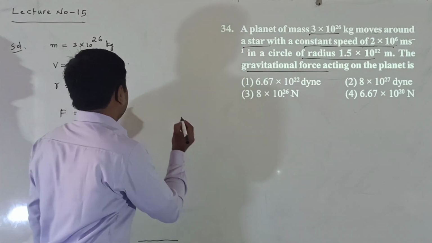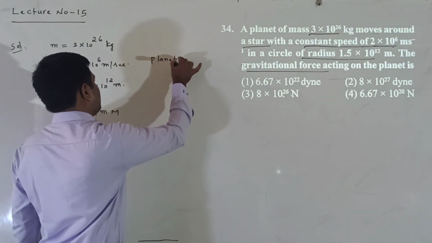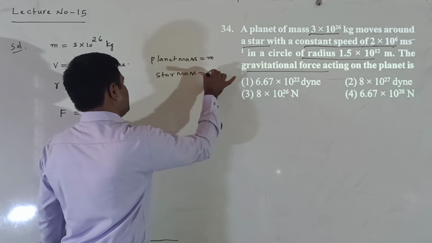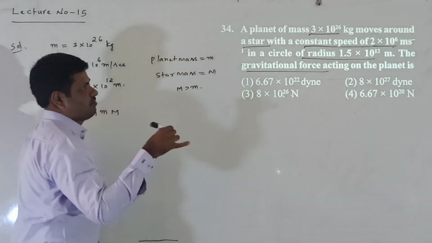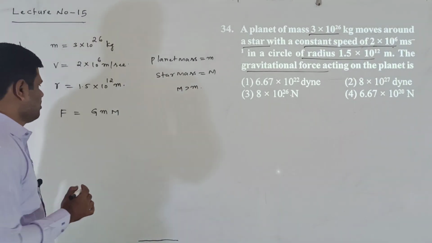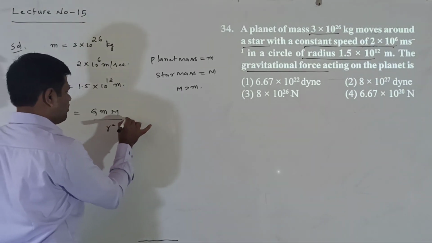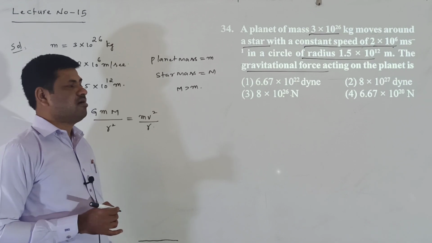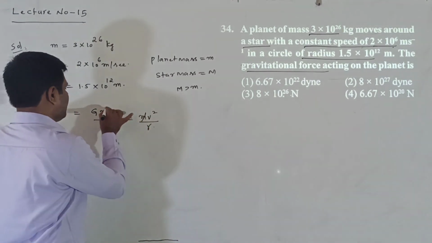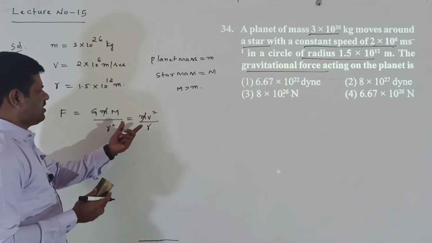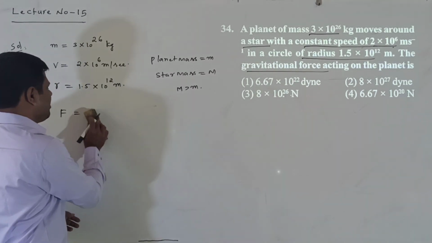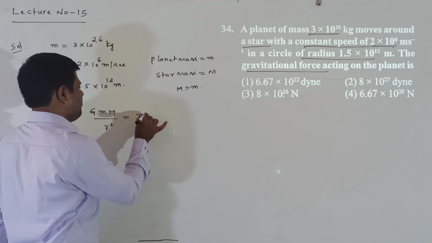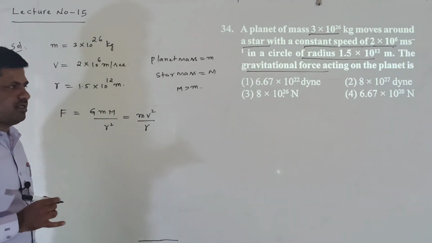Planet mass I consider as small m, star mass capital M. Here capital M is greater than small m, because the planet is revolving around the sun. So G M m by r square is equal to the necessary centripetal force, that is mv square by r. Here small m is the mass of the planet. So m gets cancelled, or generally what is required? Generally mv square by r is required. G capital M m by r square is equal to the necessary centripetal force mv square by r. Only we can take this one.